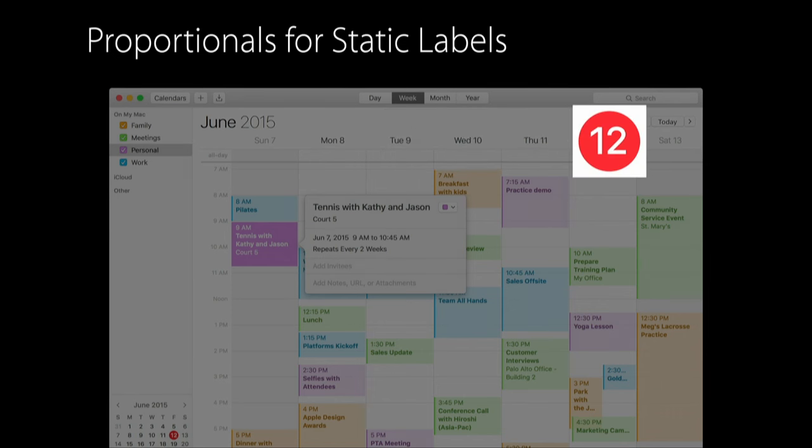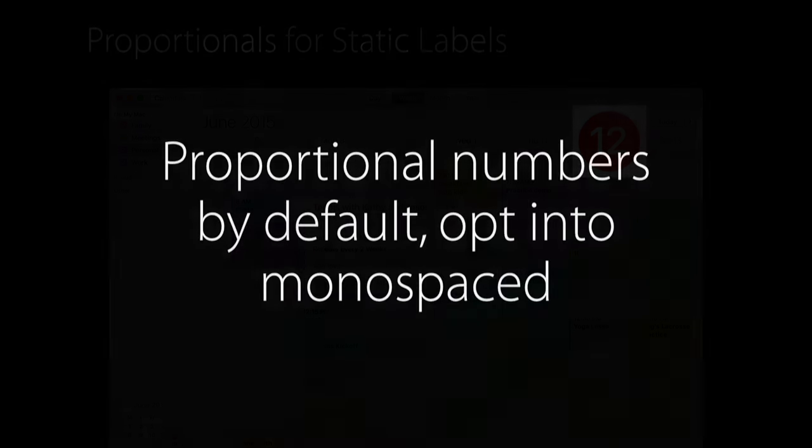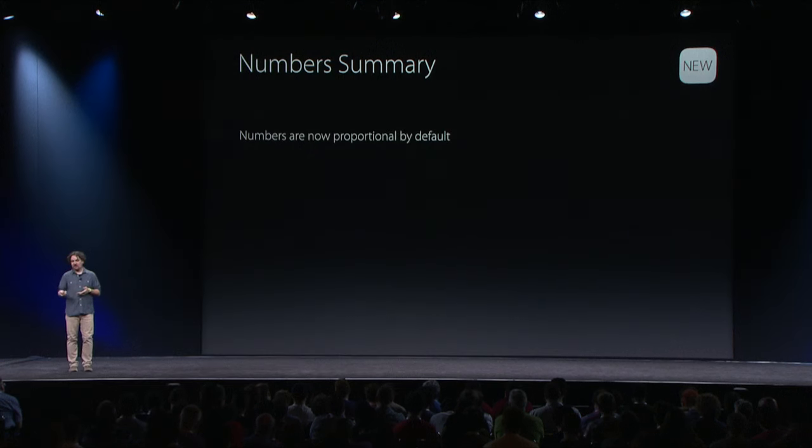So knowing this, we decided to take a big leap here and change the default of our platforms to actually give you proportional numbers by default and make you opt into monospaced numbers. Now, there is a precedent for this, and that's the watch, which actually shipped with proportional numbers by default. But it is a big change, and it may affect layout. So because of that, we have provisions in place.